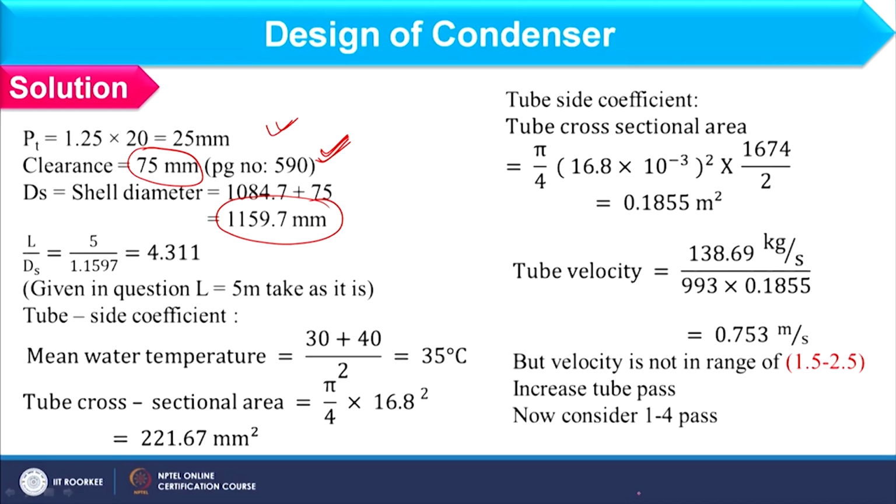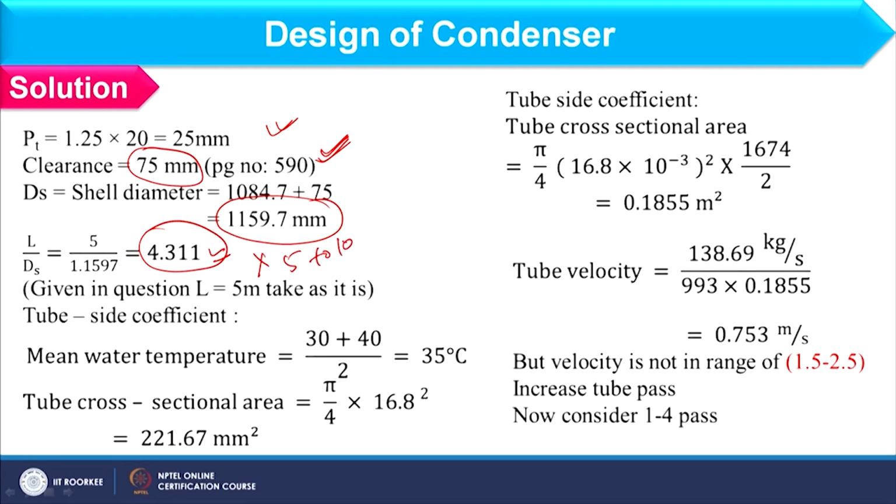So, once you have the shell dia, you already know the length of the tube. You can find out the L by D ratio as 4.311, which is nothing but 5 divided by 1.1597 meter, right. So, if you observe this, it is not in the range of 5 to 10.